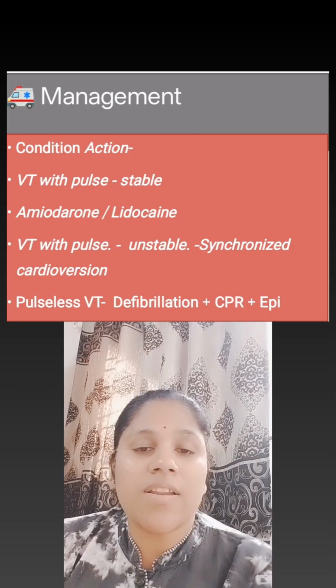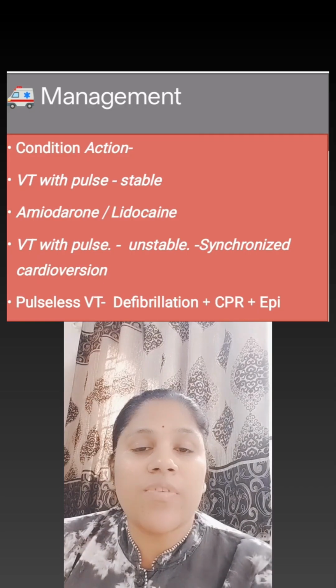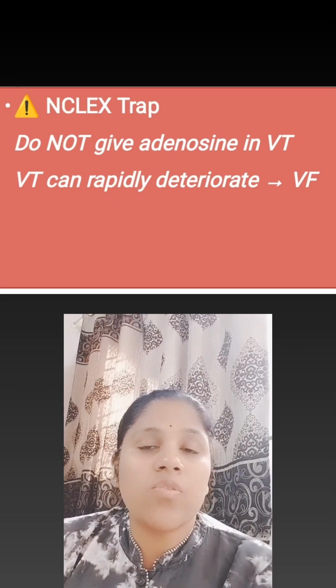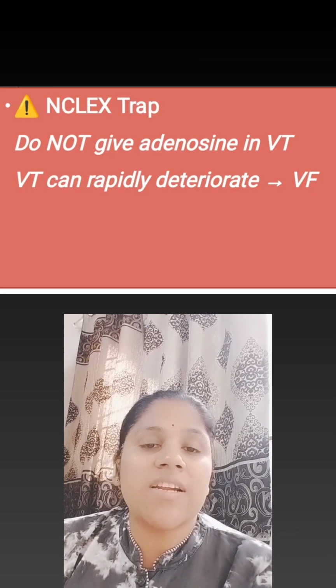The next type of ventricular tachycardia is pulseless ventricular tachycardia, where defibrillation is the priority, and we can do it along with CPR, and we should also go for epicardial pacing in this case. So the NCLEX trap here is that we do not give adenosine thinking it is an SVT. If you do so, the patient can rapidly deteriorate because there is no time. The VT might get converted into VF. It is another lethal arrhythmia of the cardiac conditions, right?